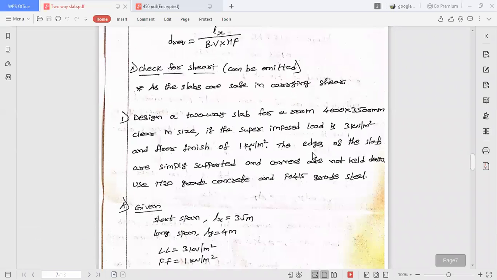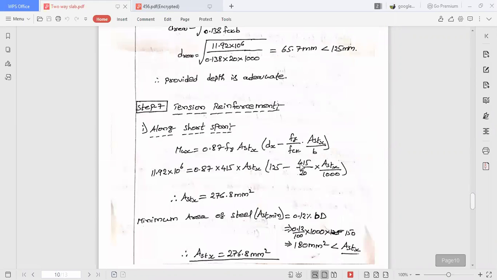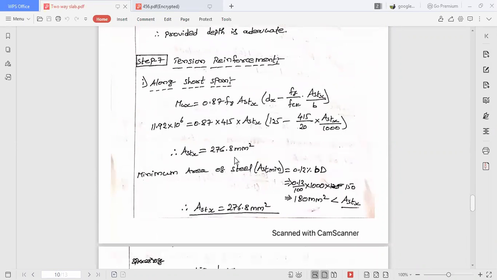Okay. Now let us substitute dx only. ఇప్పుడు మనం 125 అని అనుకున్నామో అది dx. No need to calculate again. So 125 and grade of concrete and grade of steel, Astx as it is, b value 1000. After substituting and calculating, we got Astx value as 276.8 mm square.